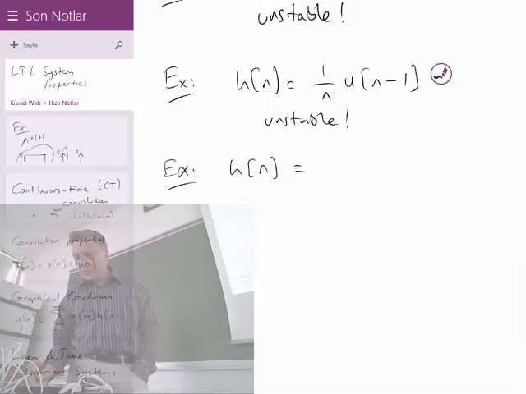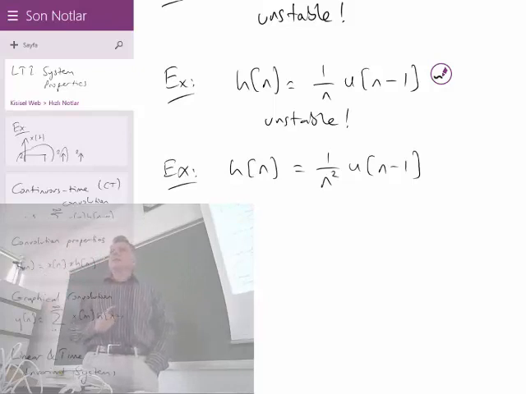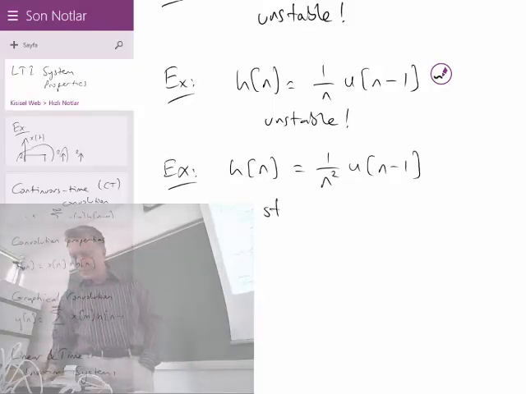How about this one? One over n squared, u of n minus 1. Again, starting from n is equal to 1. Does this converge? This one converges because the square denominator is a convergent series sum. This is stable.